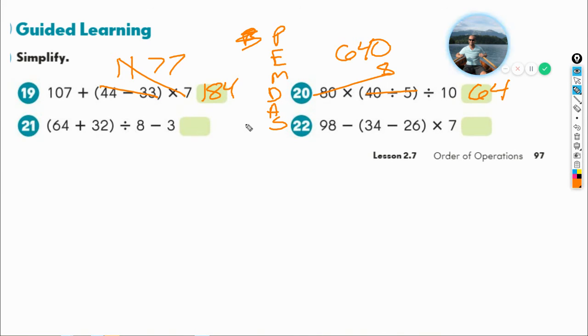Down here, I'm doing parentheses first. 96 divided by 8, because division comes before subtraction, is 12, minus 3 is 9. And then over here, I'm going to subtract first because it's in parentheses. Then it's 8 times 7 because multiplication comes before subtraction. So 8 times 7 is 56. 98 minus 56 is 42.